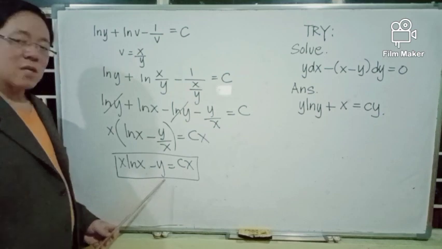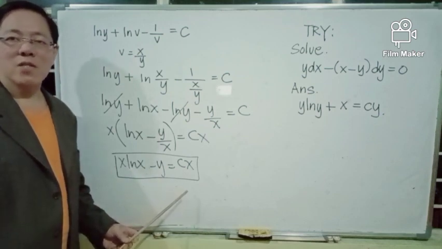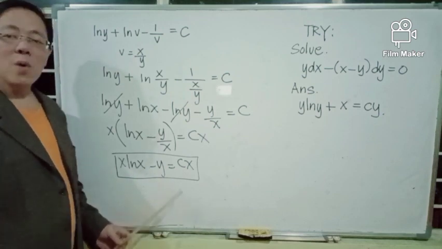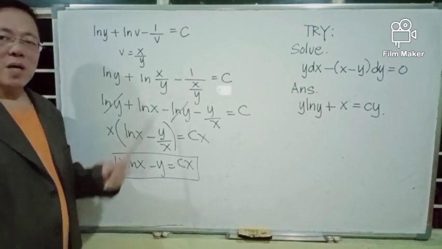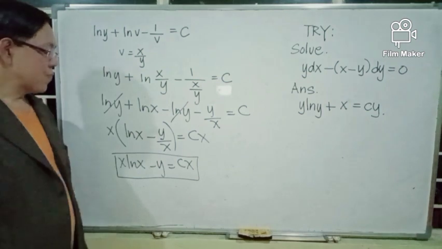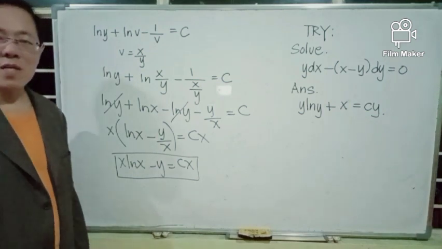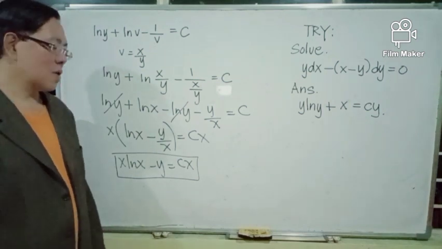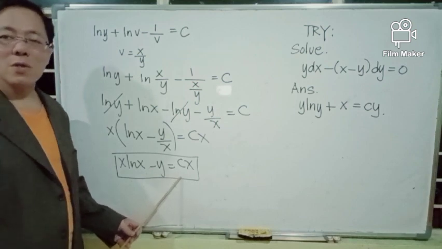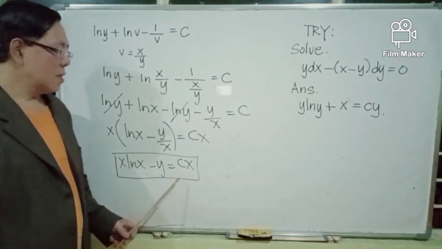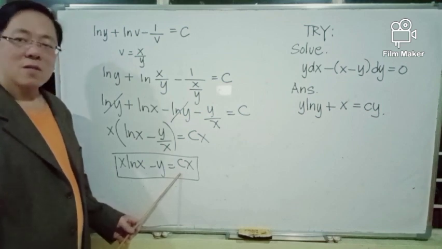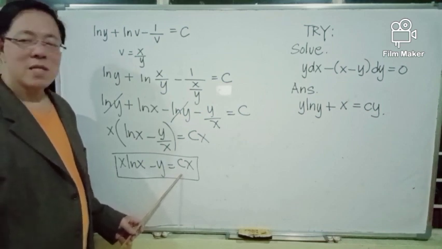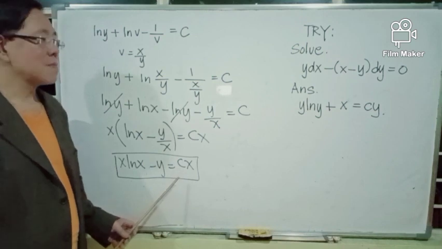This is the general solution of the given differential equation with homogeneous coefficients of degree 1 that we have solved by the method for solving differential equation with homogeneous coefficients. And this solution is known as the general solution because we can substitute many constants, infinitely many constants, to c.